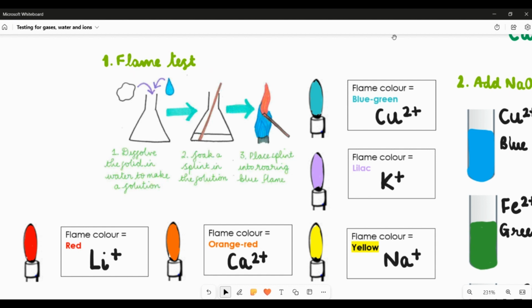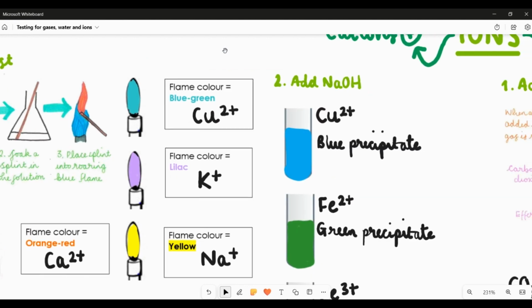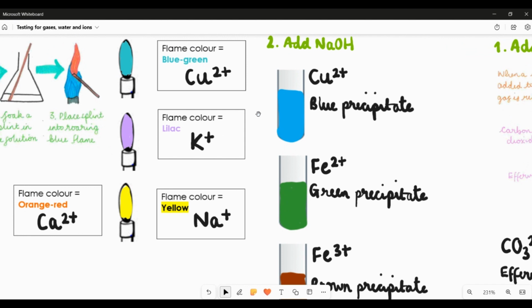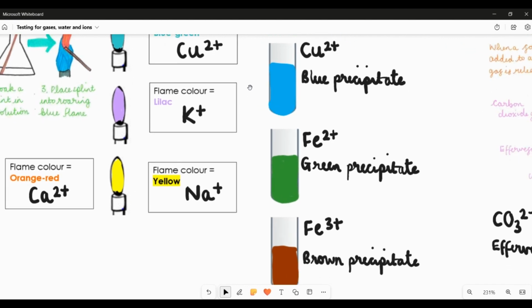So that's where we'd move on to stage 2 after the flame test, and we would start adding to the solution in a test tube some sodium hydroxide with the formula NaOH. Now we'd be looking for 3 different observations here, either a blue precipitate, a green precipitate, or a brown precipitate, and they would be observed if we had copper 2+ ions present, or iron 2+ ions present for the green precipitate, or iron 3+ ions present for the brown precipitate.